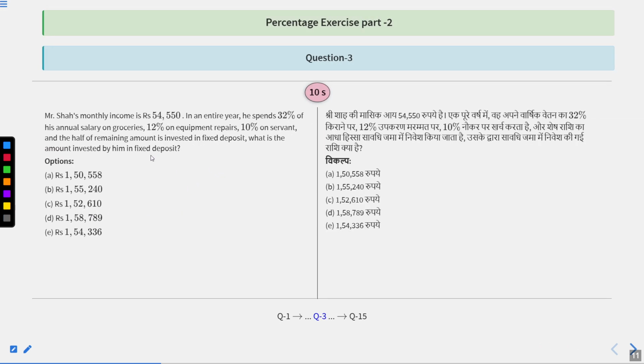Next question is, Mr. Shah's monthly income is 54,550. In an entire year, he spent 32% of his annual salary on groceries, 12% on equipment repairs, 10% on servant, and half of the remaining amount is invested in fixed deposit. What is the amount invested by him in fixed deposit? You have 5 options. Now your time starts now. You have 10 seconds. Okay.